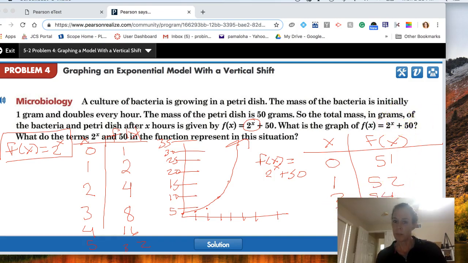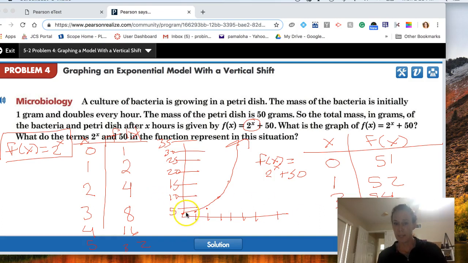Okay, so I can plug in 3, 4, 5, and I'm going to get these same values here, except I'm going to add 50. So instead of 1, I get 51. Instead of 2, I get 52. Instead of 4, I get 54. Instead of 8, I'm going to get 58. Instead of 16, I'm going to get 66. Instead of 32, I'm going to get, what's 50 plus 32? 50, 60, 70, 82. All right.